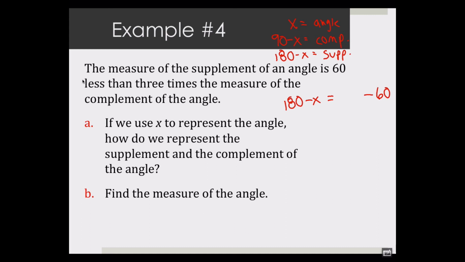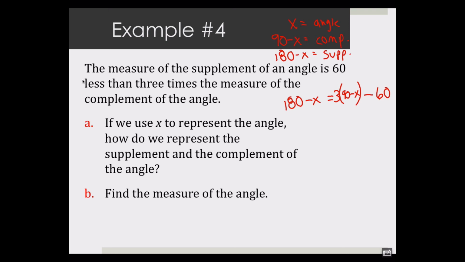3 times the measure of the complement. How do I write that? 3x. Emmett? Yes. No. 3 times 90 minus x. Good. 3 times the quantity, 90 minus x, because that's the complement. 3x would be 3 times the measure of the angle. This is the complement. Okay.